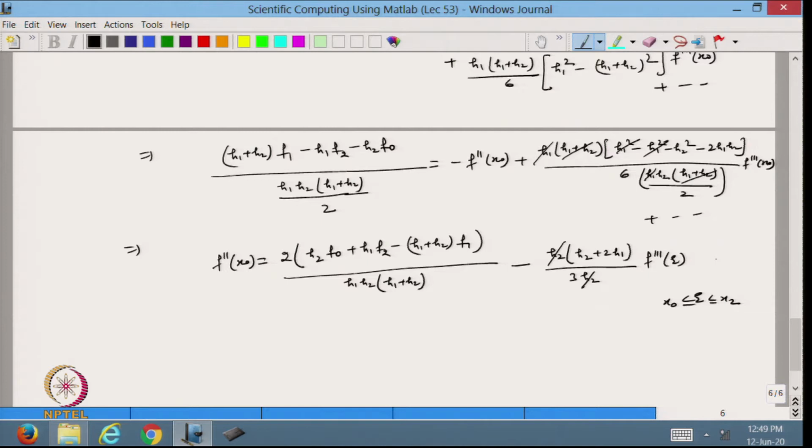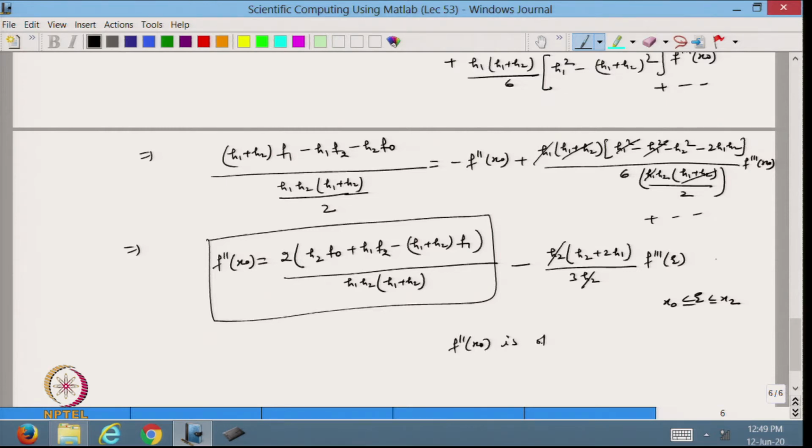So now from here I can say that my second order derivative at x0 is of this form that contains the values at x0, at x2 and at x1, and this is of order h2. So this formula is of order h2.